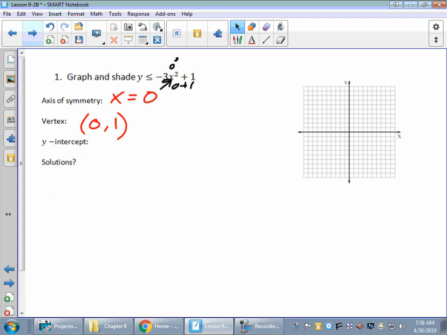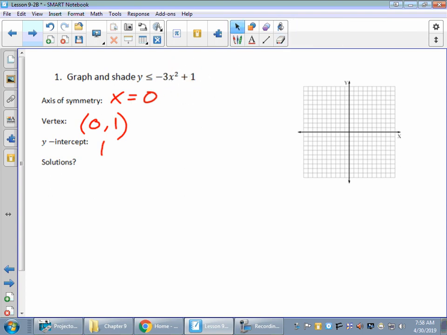My y-intercept, well, that's my c value, right over here. So my y-intercept is 1. All right, now solutions. This does not look like it's going to be fun to factor. If we take a look at it, we might not be able to factor it.